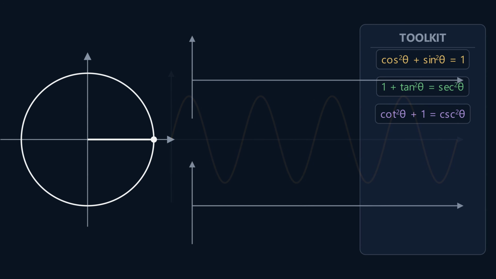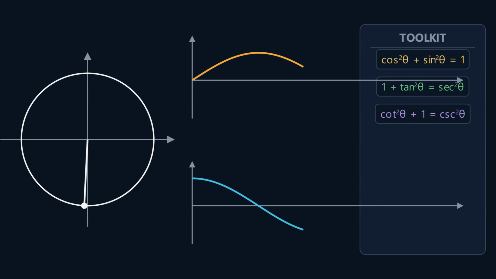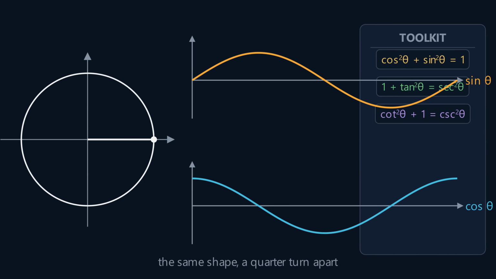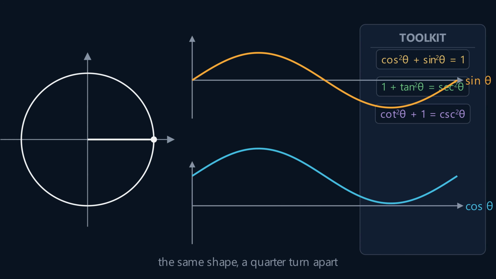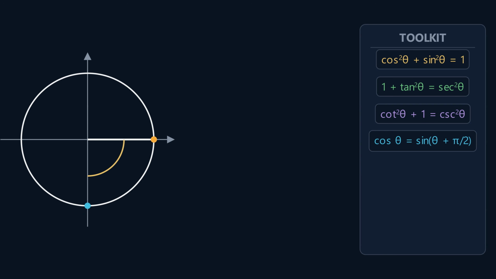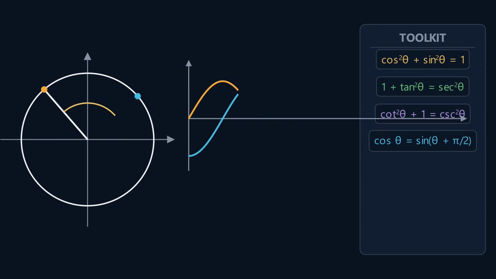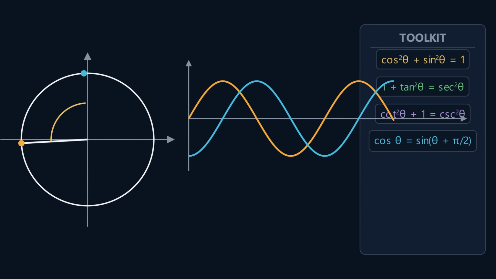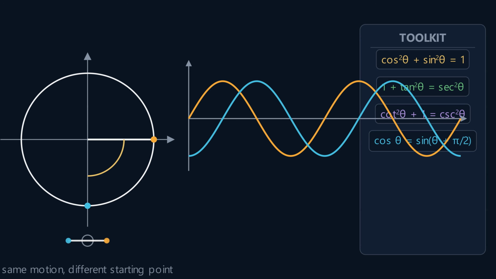Now do the same thing with the horizontal position instead of the vertical. You get the same wave, but it starts at 1 instead of 0. That is the cosine. Sine and cosine are the identical shape, just a quarter turn out of step with each other. That quarter turn offset has a name, phase. Sine and cosine are 90 degrees out of phase. It is the same reason the pedals on a bicycle are opposite each other. Same motion, same speed, different starting point.